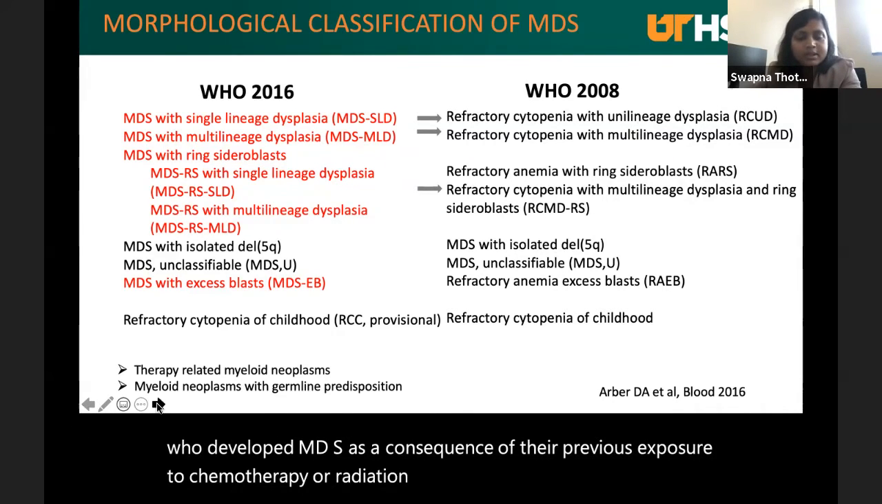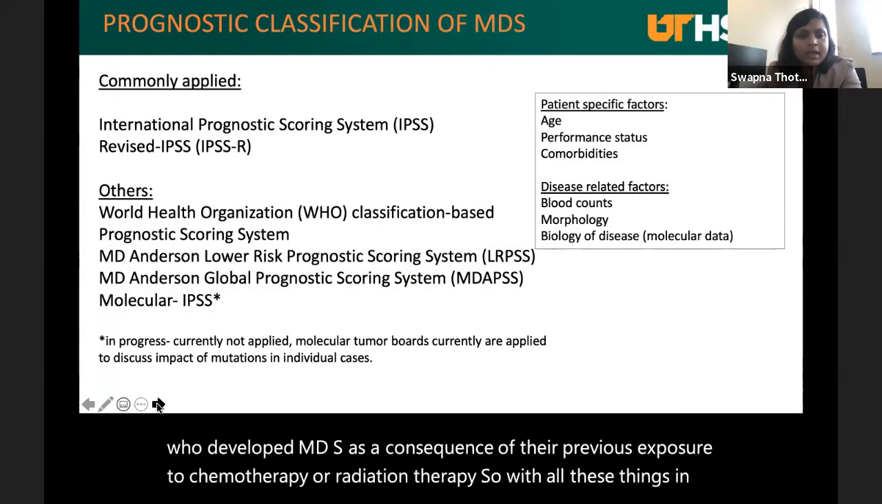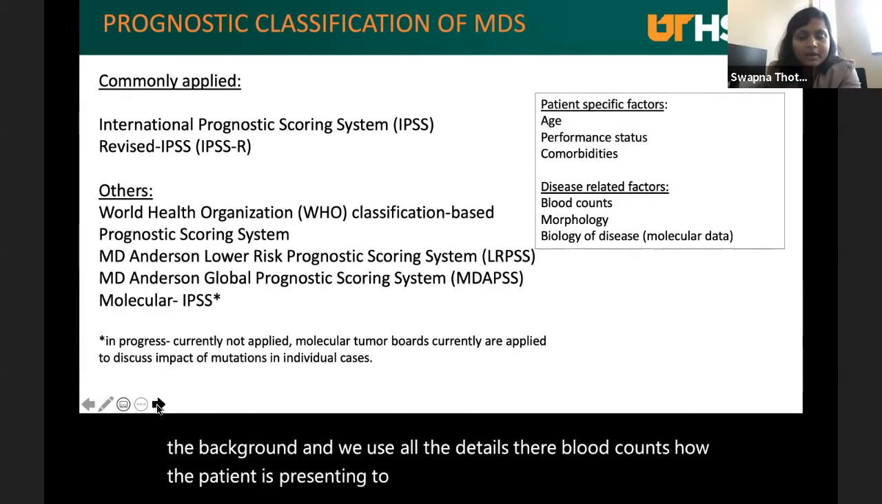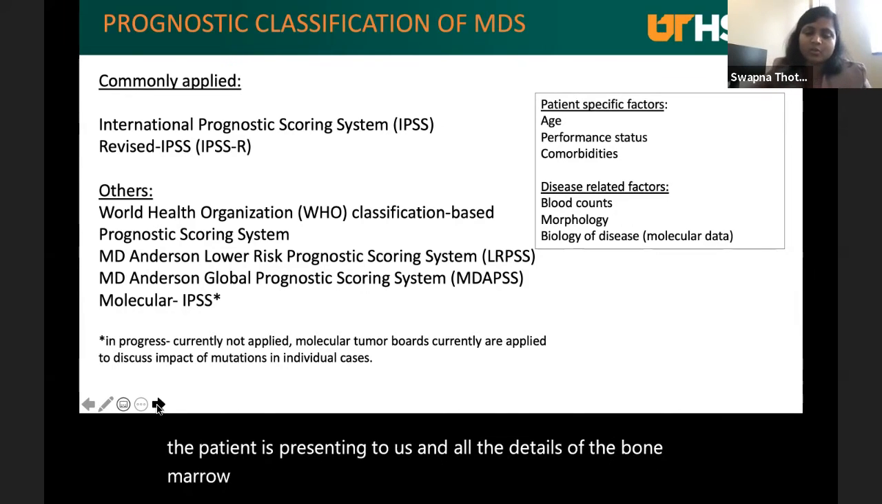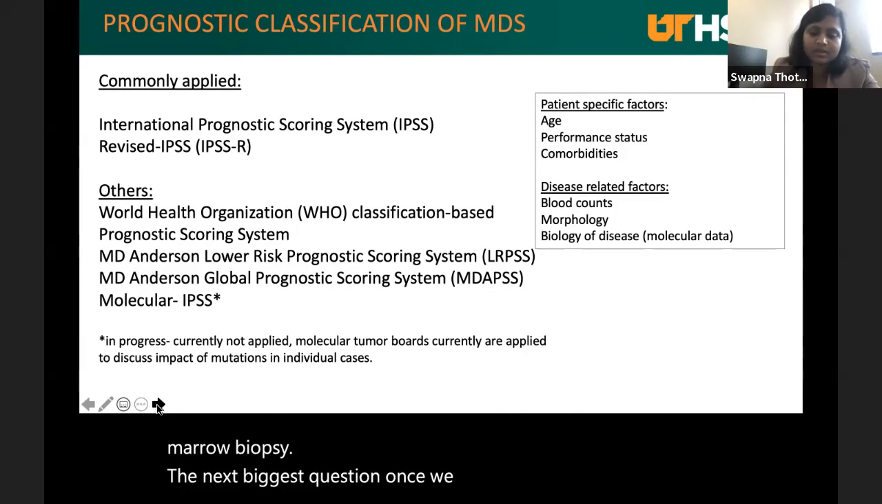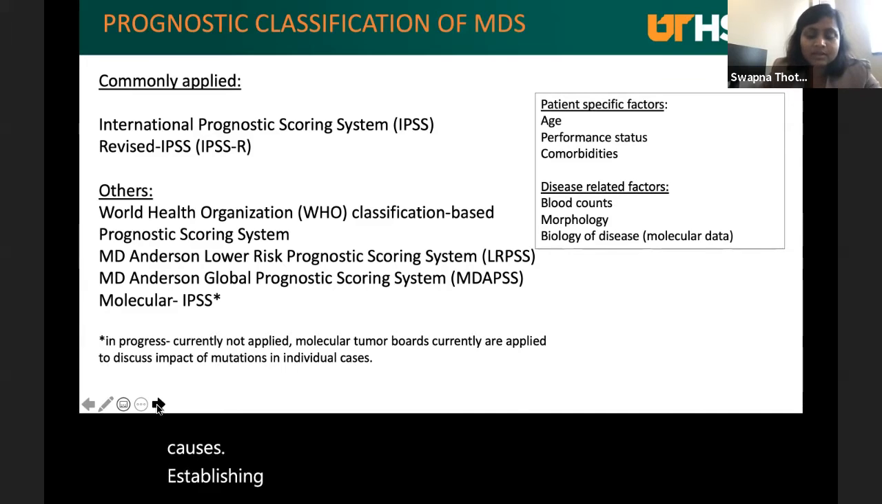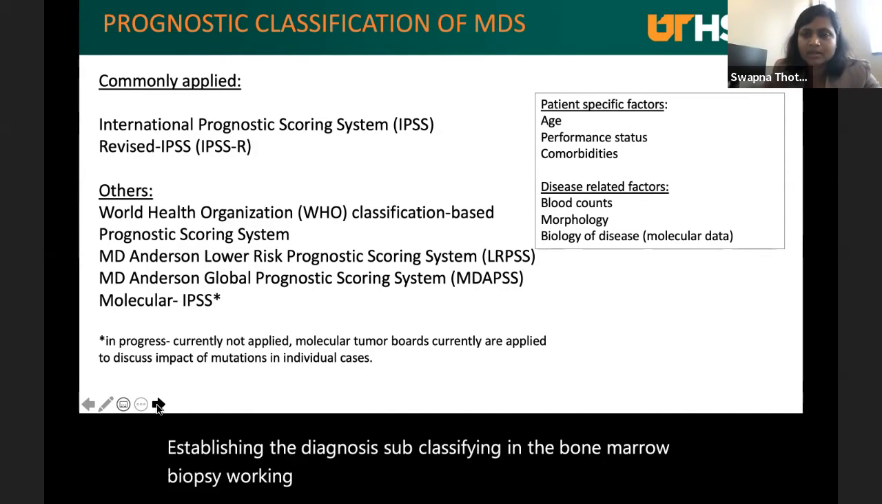So with all these things in the background, and we use all the details, their blood counts, how the patient is presenting to us, and all the details of the bone marrow biopsy. The next biggest question, once we have confirmed the diagnosis, made sure the dysplasia isn't from any other reversible causes, establishing the diagnosis, subclassifying in the bone marrow biopsy, working with your pathologist as to which specific type of MDS you have.